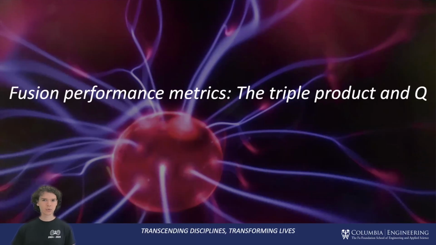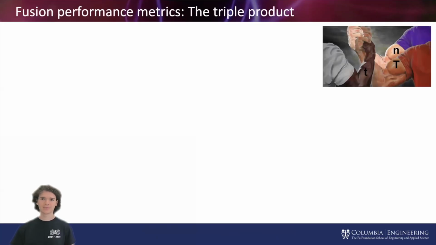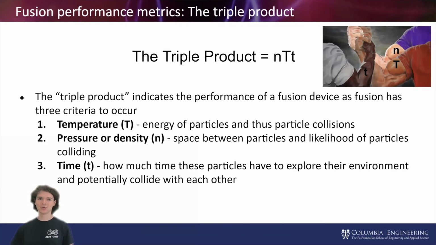Okay, so these are performance metrics for fusion. They're two metrics that we use to measure how well a fusion device is performing. There are three major things that go into the triple product, and then we'll talk about how it's related to Q and what Q is. The triple product is a performance metric that has three criteria: temperature, density or pressure, and time. The pressure one is really density, or n. Temperature is capital T, and time is lowercase t or tau, usually.